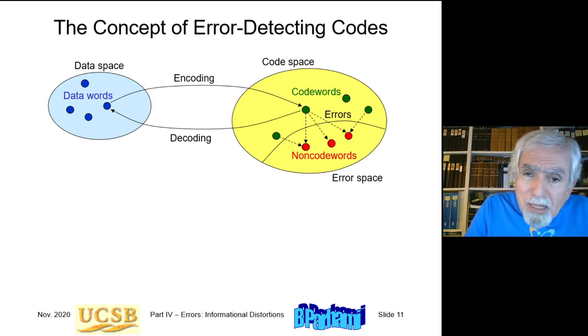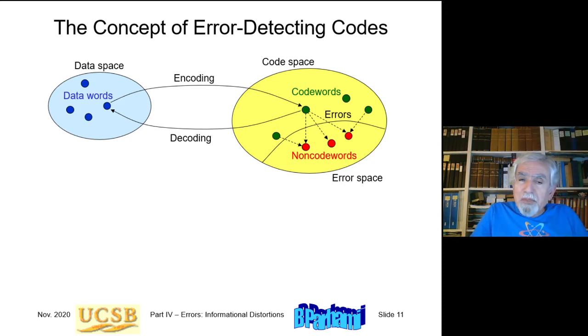Okay, so this diagram is a high-level view of the concept of error detecting codes. So we have a data space where there are data words. We have data words that we want to encode. Let's say, for the sake of simplicity, these are 32-bit numbers. We encode these data words into longer words. We introduce redundancy. So instead of 32, it may be 40 bits. So these are code words. I added 8 bits of redundancy to protect these data words against changes.